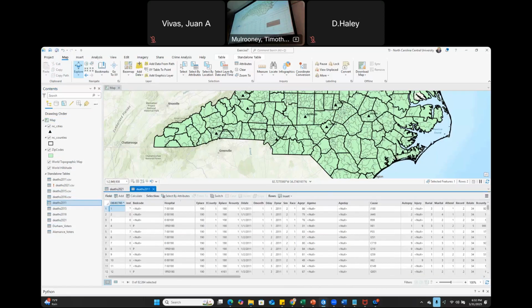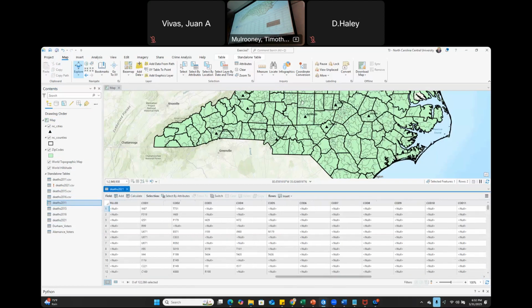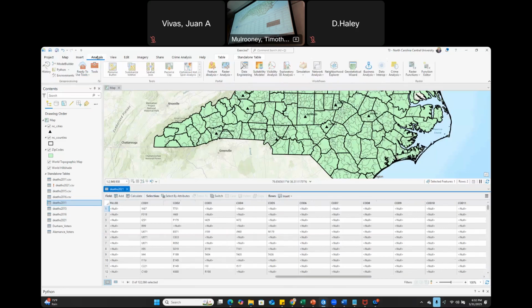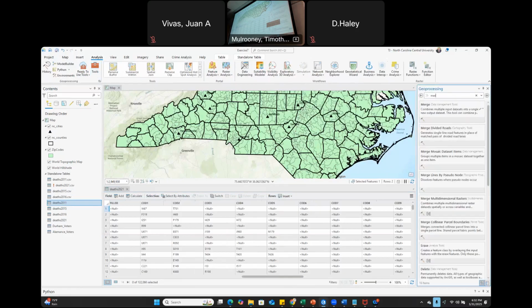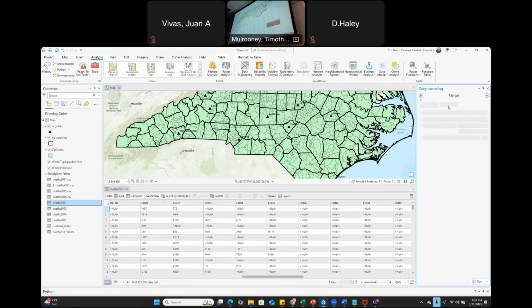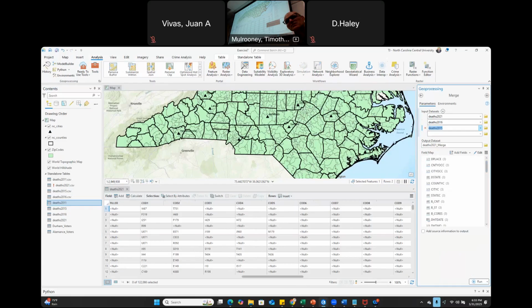Okay. But one of the things I can do here, and we're just going to work with 2021, is analysis, tools, and I can type in something called a merge. Does anyone remember that merge? Yes. So I can click on merge and say, hey, I want to merge my 2020, my 2016, my 2015 all together. When I merge these, I can merge all these tables together so I can get multiple years of data.